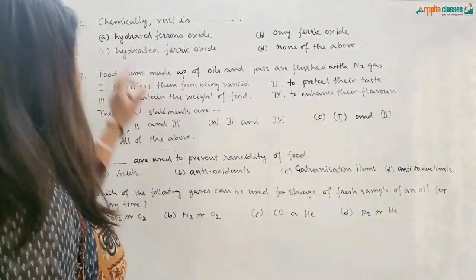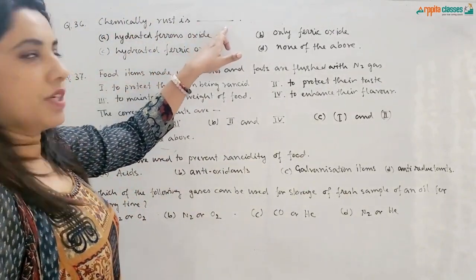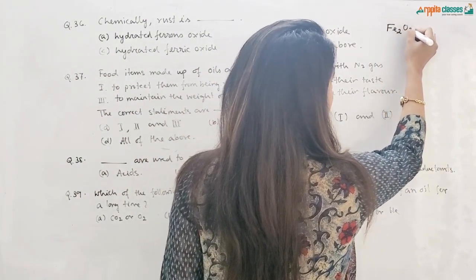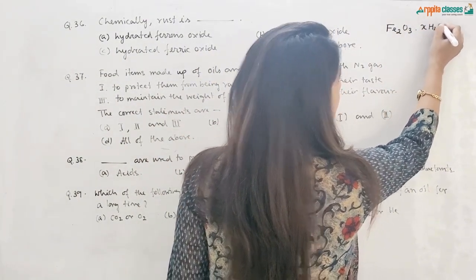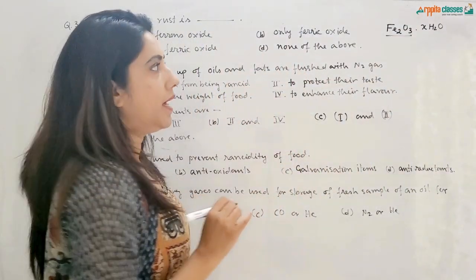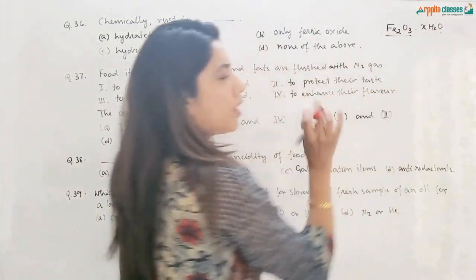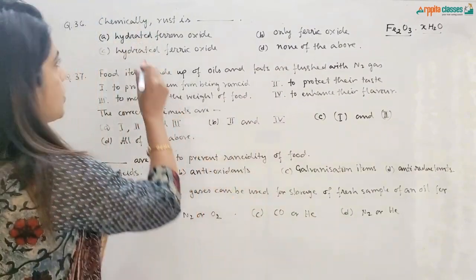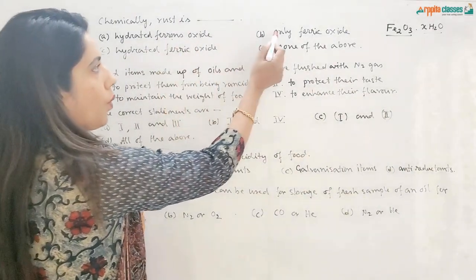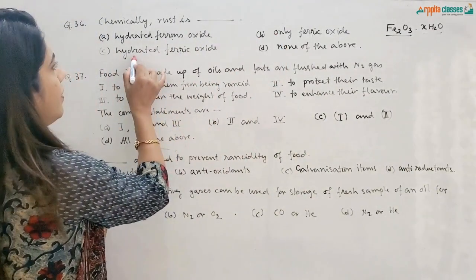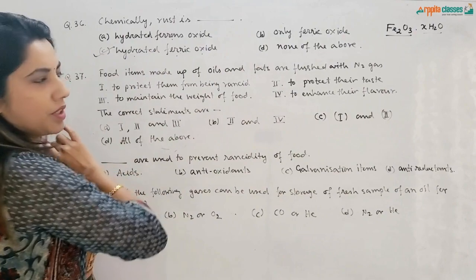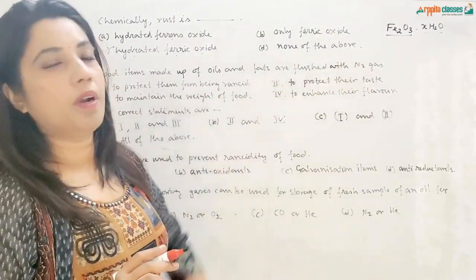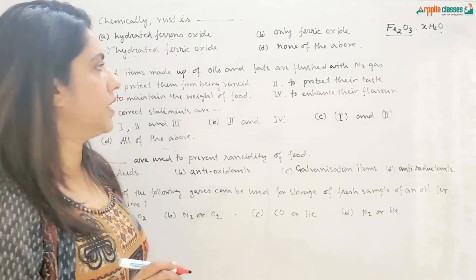Now in question number 36, chemically rust is dash. Rust is what? If we write down the chemical formula for rust, it is Fe2O3.XH2O. Fe2O3 is ferric oxide and XH2O is the water associated with it. So it is called hydrated ferric oxide. See the option, hydrated ferrous oxide? No. Only ferric oxide? No. Hydrated ferric oxide is the right option. So chemically rust is hydrated ferric oxide and the chemical formula for rust is Fe2O3.XH2O.